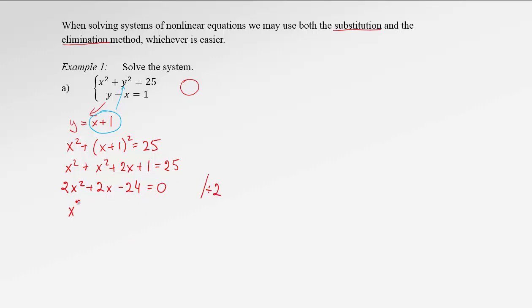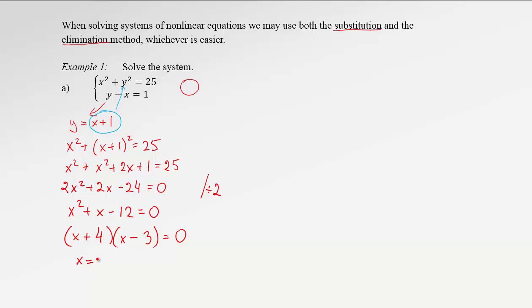So we end up with x squared plus x minus 12. And that's something that we can actually factor. So let's factor this. Two brackets with x's. The product is 12, the difference 1. So 4 and 3 should work. Since the difference is positive, the 4 will be positive and the 3 negative. Okay, that's great. So we already know what the x should be.